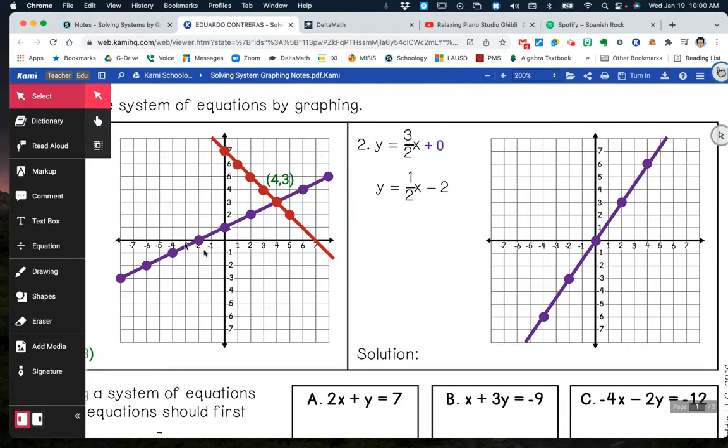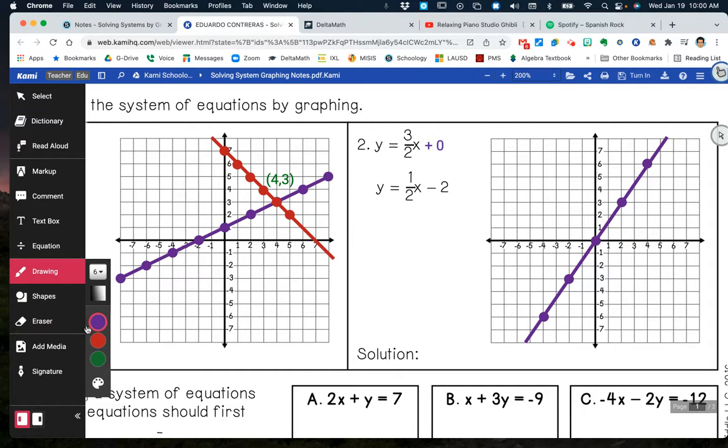Our second line, I'll pick color red. And let's see, where is this second line going to cross the y-axis? -2. It's y equals 1/2 x minus 2. So at -2 on the y-axis, this is where we start. The slope is 1/2. So it's positive. So you go up 1 and to the right 2. And we'll continue to do that.